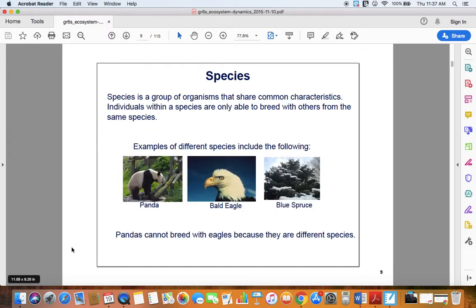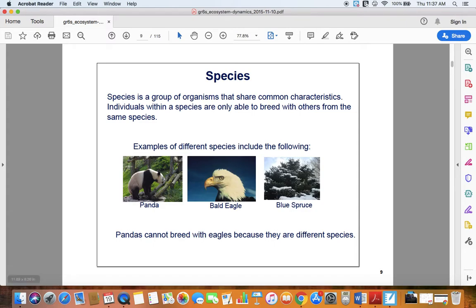A species. A species is a group of organisms that shares common characteristics. These organisms are able to breed, which means they can reproduce viable offspring. Viable offspring are those that can grow up and produce offspring that can have offspring, or babies that can have babies that can have babies.